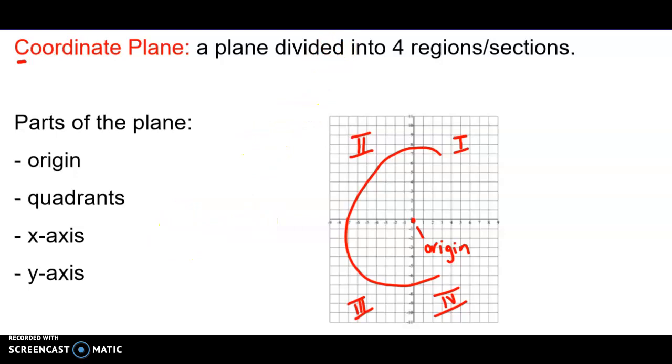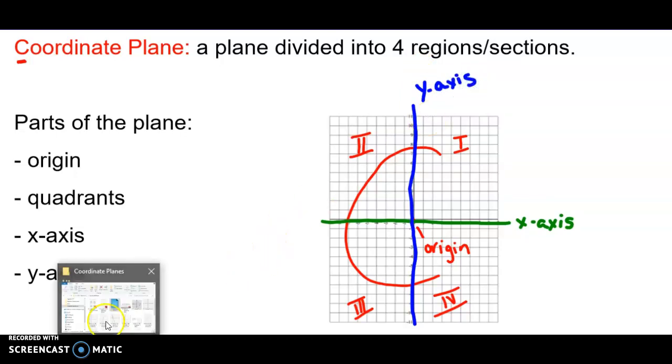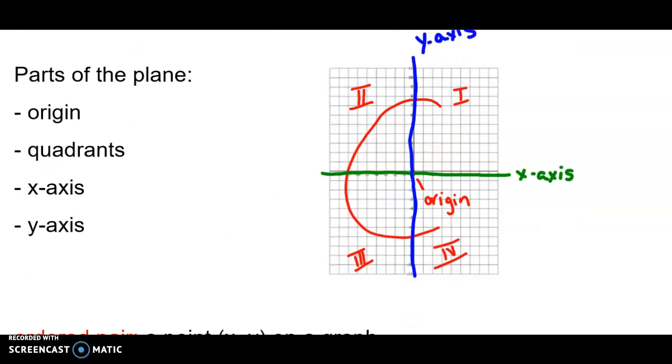Next, we have the x-axis. The x-axis is a horizontal line. So this here would be our x-axis. Our y-axis then is going to be a vertical line. This vertical line here is the y-axis. Okay. These are the parts of a coordinate plane.